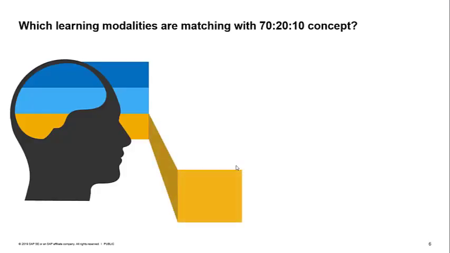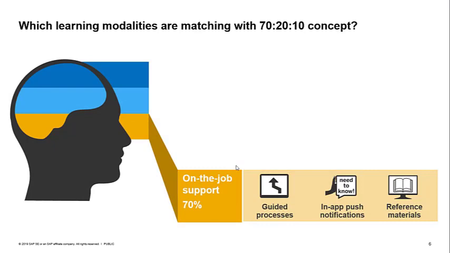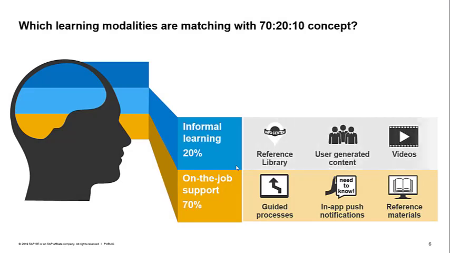For the 70% of job skill development opportunities, SAP Enable Now can provide guided processes and in-application push notifications, which push bubble help on top of your business application and guide the users. It also provides reference materials so that people can access those contents and print them out and use them while they are executing their business process.